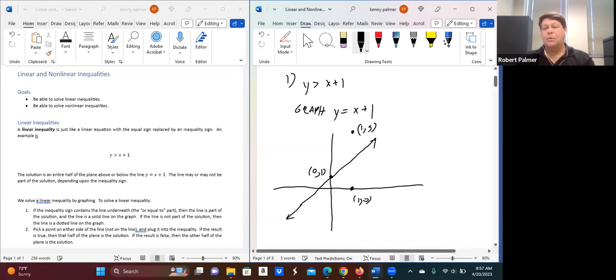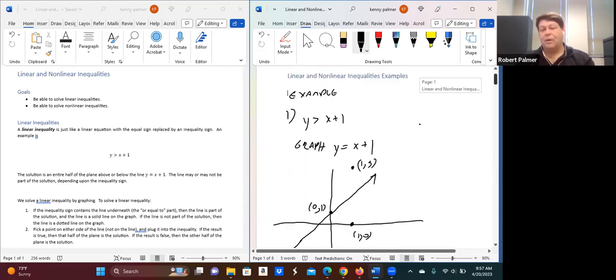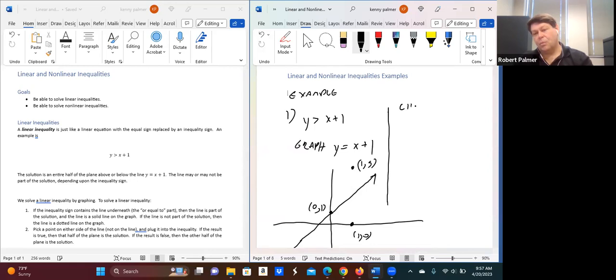All right. And what we want to do then is see what happens when we actually plug these into our relationship here. Let's check these over here. We're going to check the first one, (0, 1). We're going to plug that into this inequality and see what happens. So y is 1, and that's greater than x, which is 0, plus 1. So you get the statement 1 is greater than 1. Obviously that's a false statement.